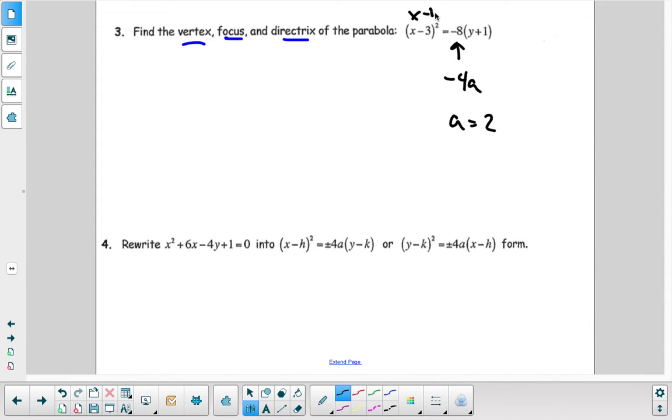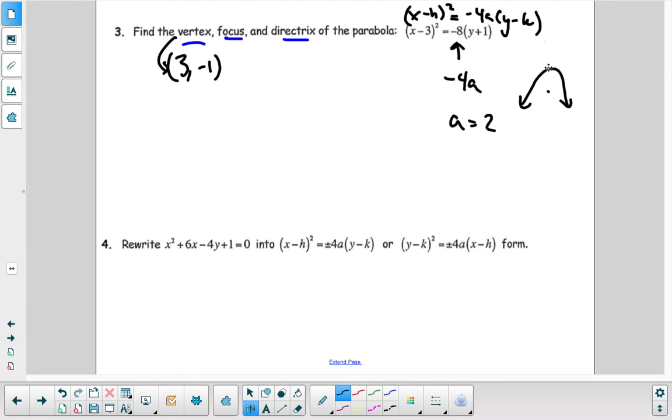This is x minus h squared equals negative 4a times y minus k. So we're subtracting 3. Our vertex is going to be 3, negative 1. Our focus is 2 away, but in which direction? So we need to figure out which direction it's opening. And we have a negative 4. We have a negative value being multiplied. So it's either opening to the left or down, but x is being squared, so that means that we're moving vertically, essentially.